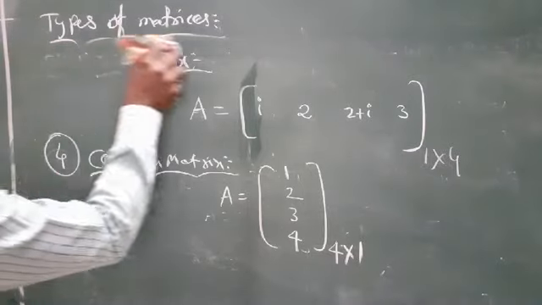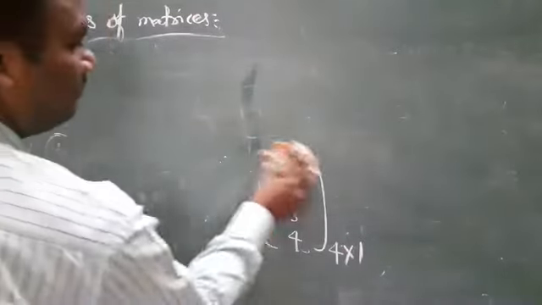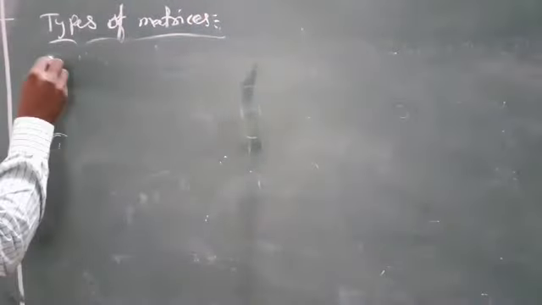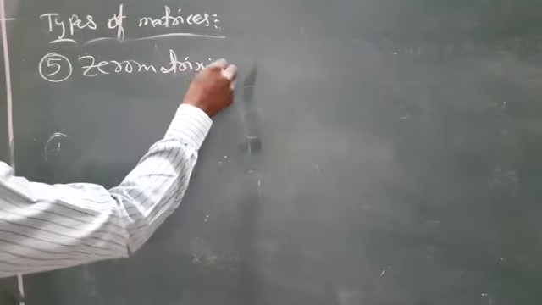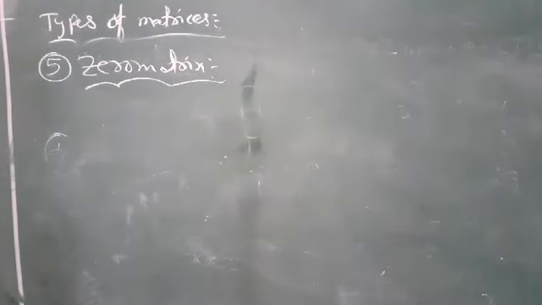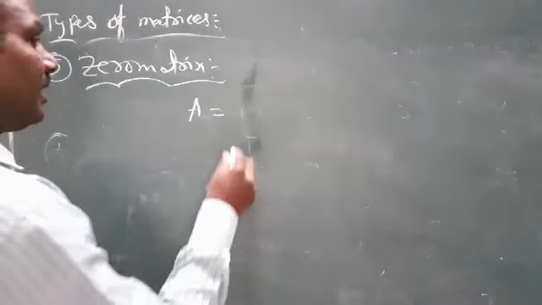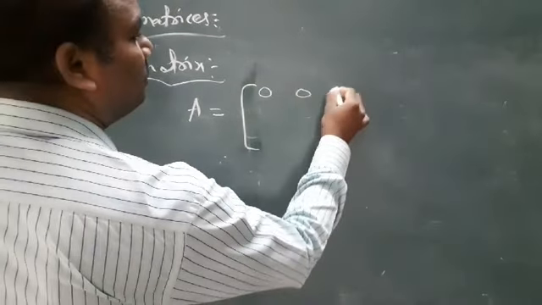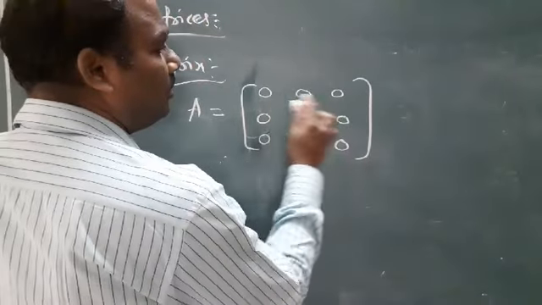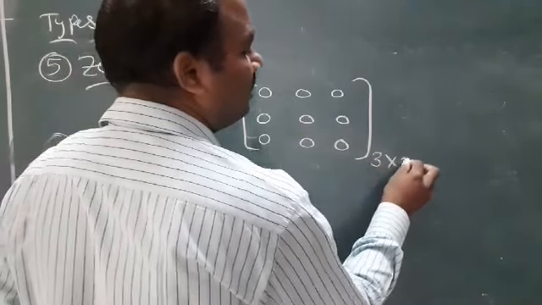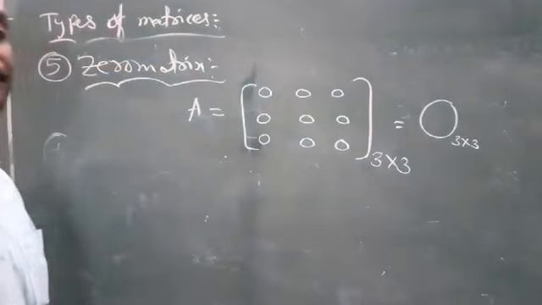Next, zero matrix. Very simple. Zero matrix means, as everybody knows, a matrix having all zeros. A matrix whose elements are all zeros is called a zero matrix. How many rows are there? 3 rows. So this is 3 by 3 and it is denoted by O, like that: O 3 by 3. Okay.